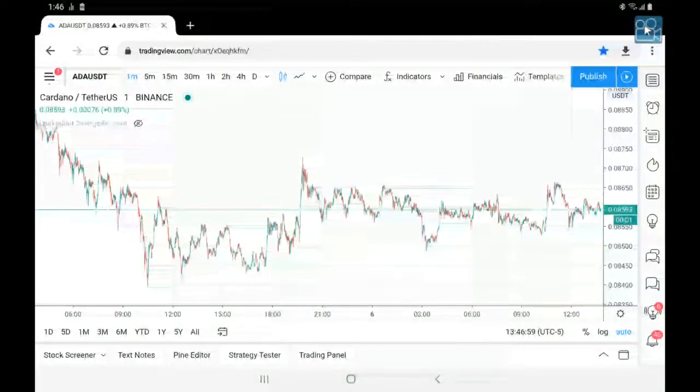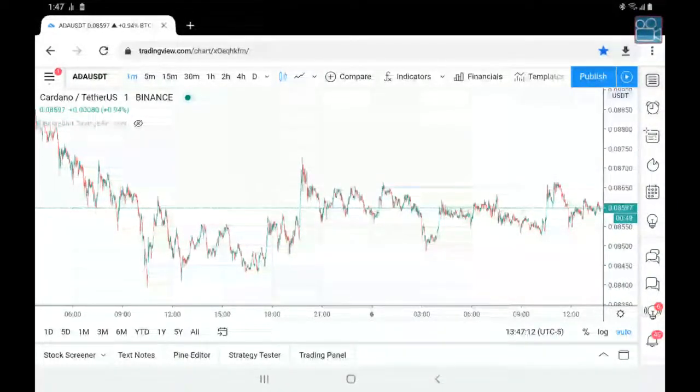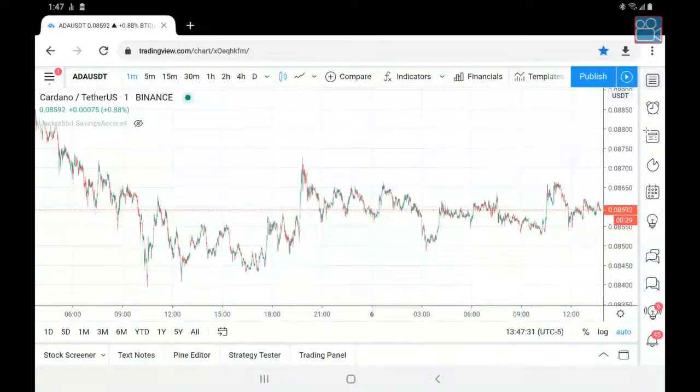Today I'm going to talk about the latest module for Jackrabbit, the Jackrabbit Savings Account. I've talked about my fail-safe blueprint numerous times, and how up until today it was only available for 3C or a platform that supported a single dollar cost averaging or safety order. Today, that changes.